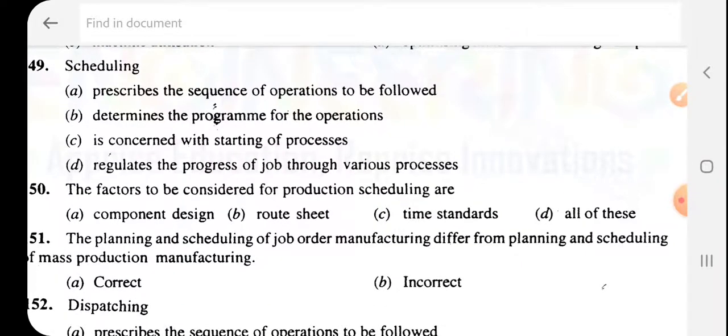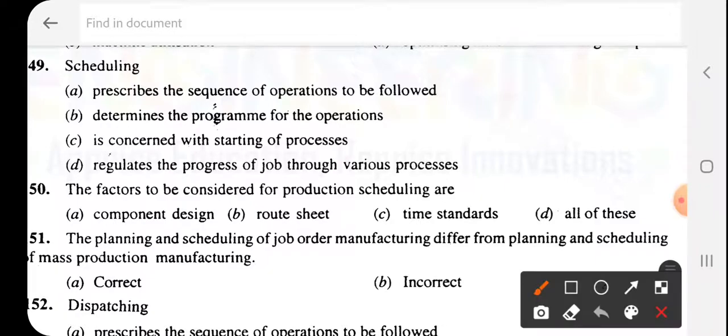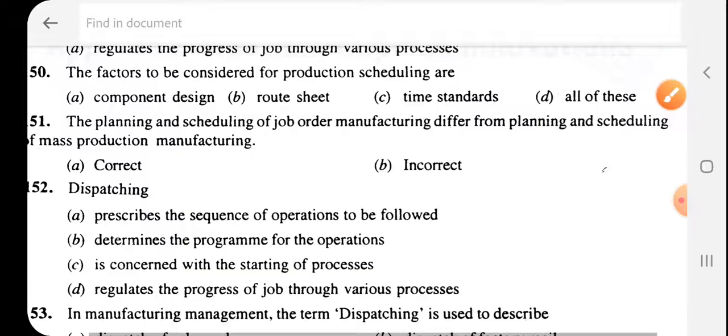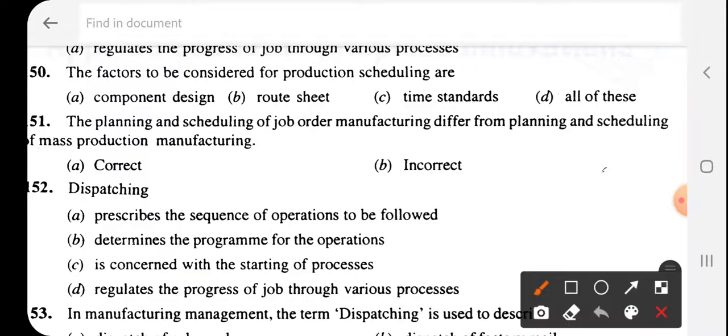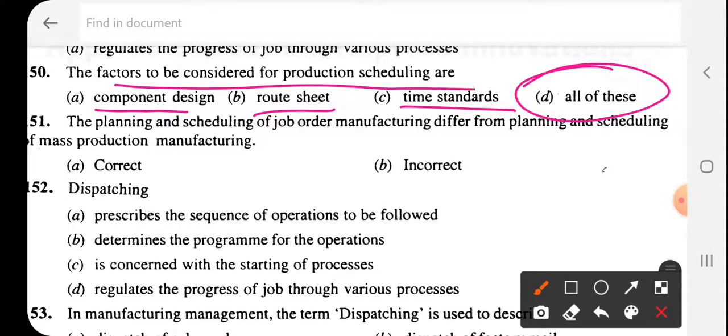Scheduling, 149 is B. Determines the program for the operations. Next, 150. The factors to be considered for production scheduling are D, all of the above. That is the component design, route sheet, time standards. All of these factors are considered in production scheduling.